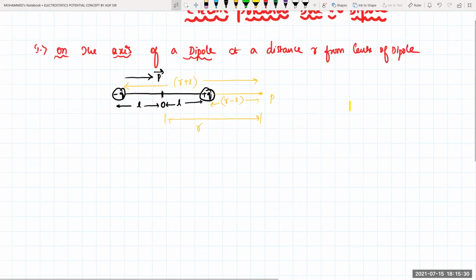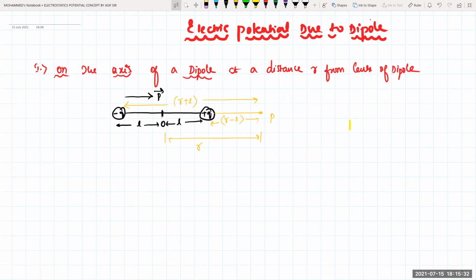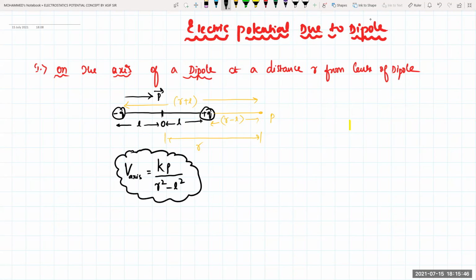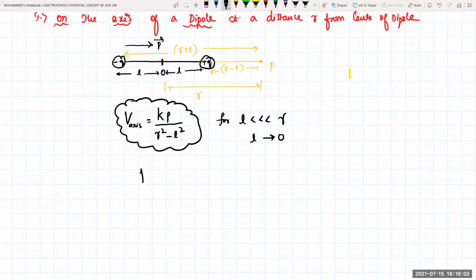Now tell me what will be the formula for this one, beta? On the axis, if I am writing the relation, potential on the axis will be equal to K into P divided by R square minus L square. This is a standard relation you need to remember, beta. For L very much lesser than R, that means L is tending to 0.